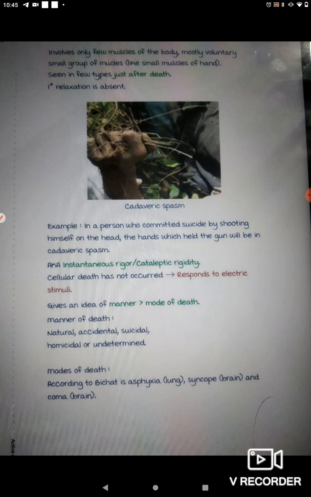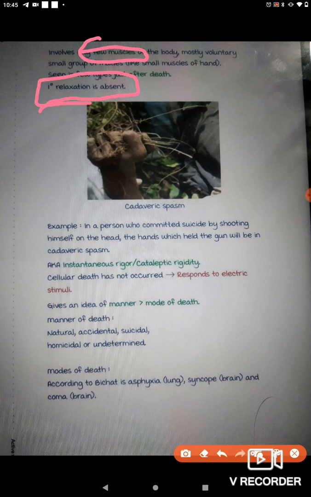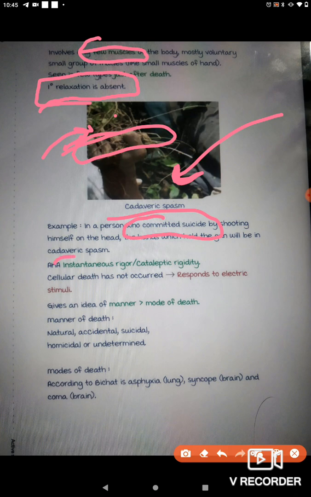What we have to note is that in cadaveric spasm or cataleptic rigidity, the primary relaxation phase is absent, and it occurs only in a few muscles. Mostly the small muscles of the hand show cadaveric spasm. For example, if a person is drowned, he will be carrying seaweeds or plants in his hand. Another example is a person who committed suicide. So it is also called instantaneous rigor. Why? Because the primary relaxation is absent. It occurs because cellular death does not occur, and the cells still respond to electric stimuli.